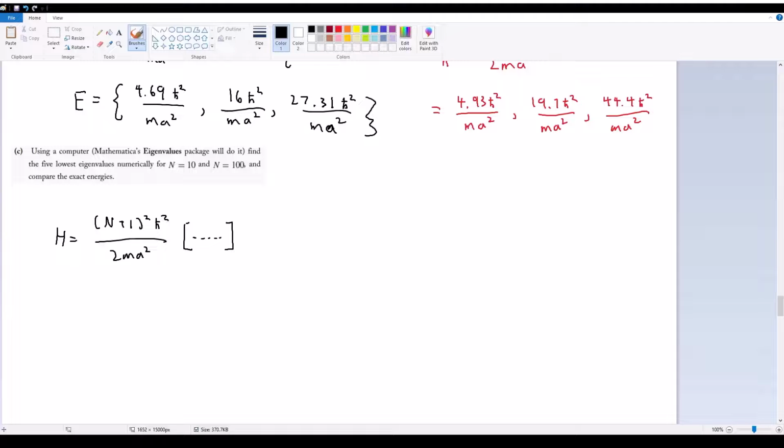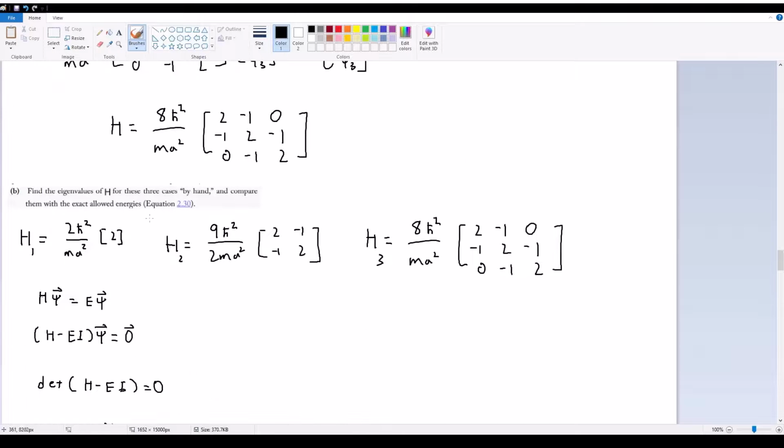Okay, finally, or not finally, but in part C, we are going to move on into coding. We are asked to use a computer to find the 5 lowest eigenvalues numerically for n equals 10 and n equals 100, and then compare to the exact energies. So first off, we have to find the general form for our H matrix. The coefficient at the front is predefined. This is what we already saw before. The coefficient at the front is defined with this formula. What we have to find is the general form for the matrix itself, and hopefully the pattern is pretty obvious.